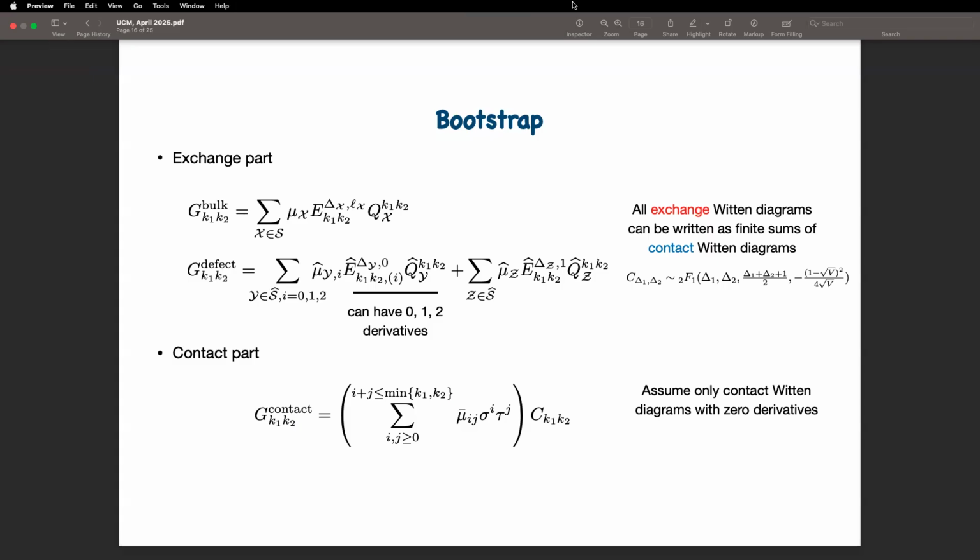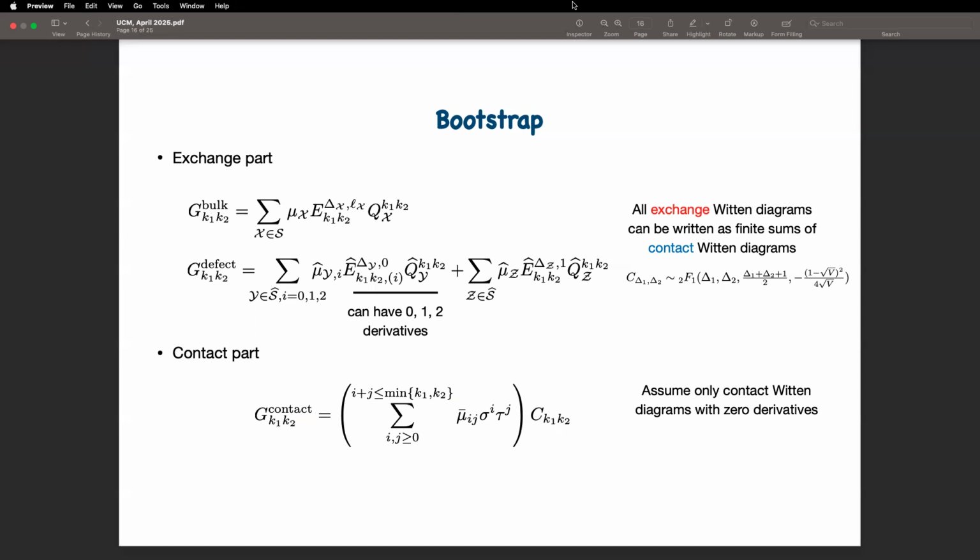For these exchange parts, we can also evaluate these diagrams using standard techniques in the literature. This is quite a technical point, so I'm just going to tell you the end result. All these exchange Witten diagrams can be evaluated as a finite sum of contact Witten diagrams. And these contact Witten diagrams, denoted by C here, can further be evaluated in closed form as a 2F1 function of the conformal cross ratio.